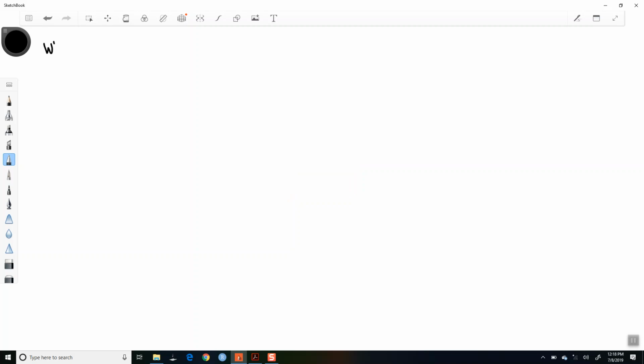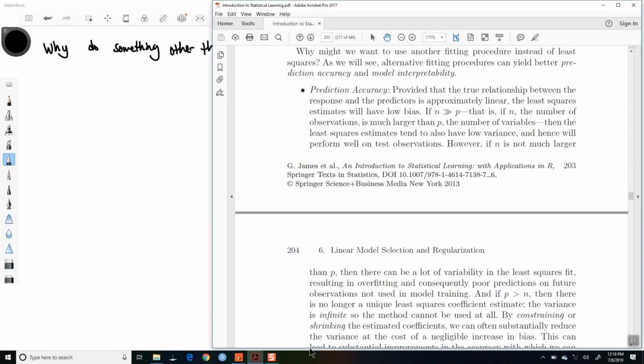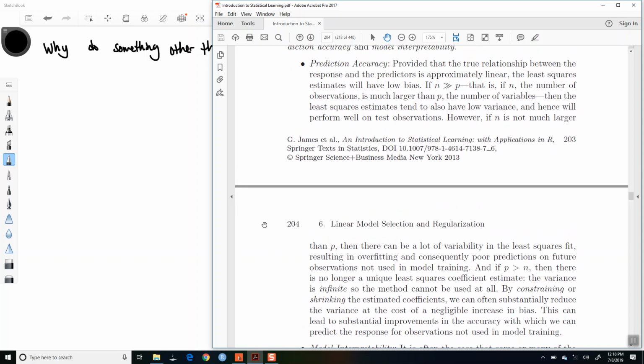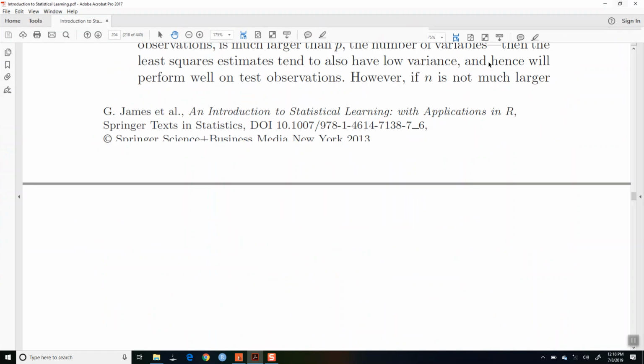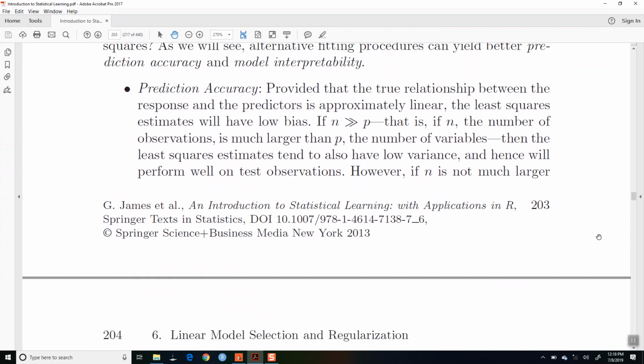So prediction accuracy. Let me just write this down: why do something other than OLS? One is prediction accuracy. Basically, OLS works best if you've got a lot of observations and not that many predictors, if the number of observations is way bigger than the number of predictors. So if you have 3 predictors and 500 observations, great. OLS is going to do well.